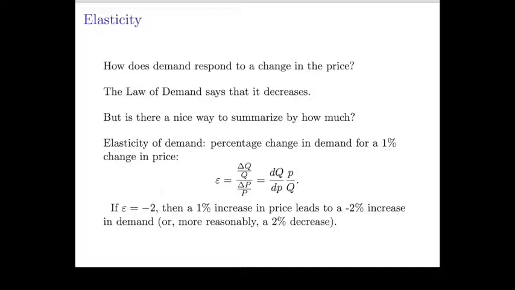So for example, if elasticity is -2, then what that says is that if you have a 1% increase to the price, then you have a -2% increase to the demand. What's a -2% increase? Well, -2% is a 2% decrease.